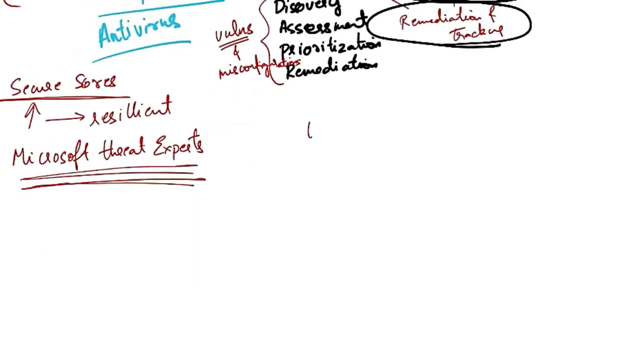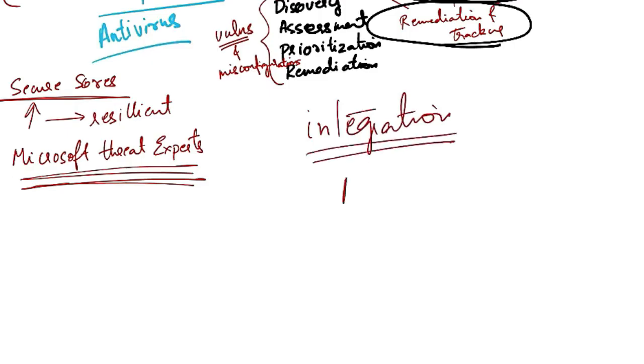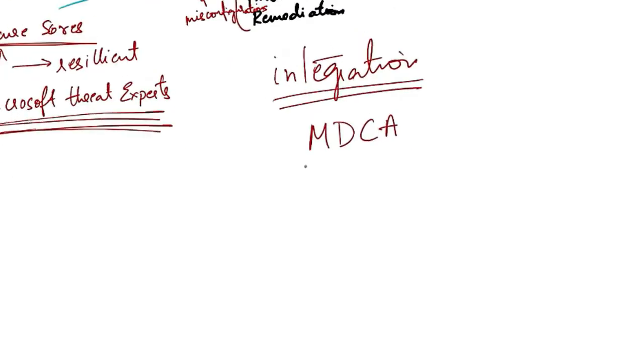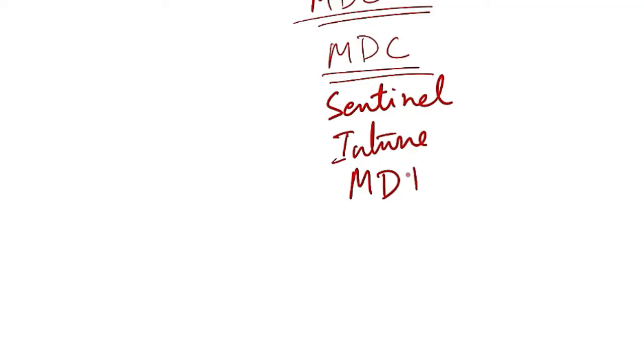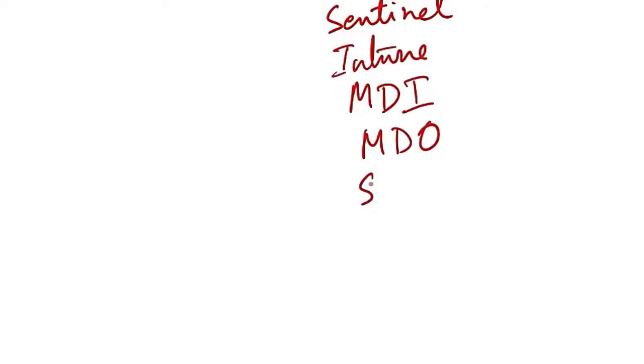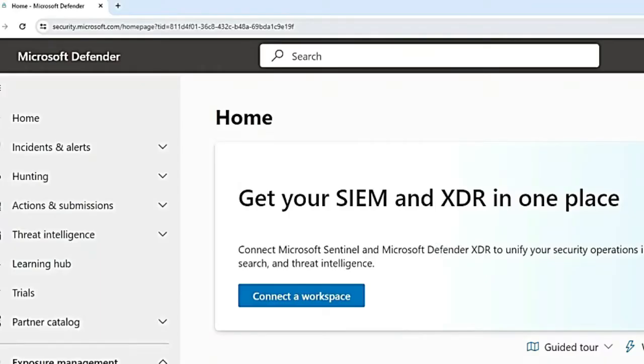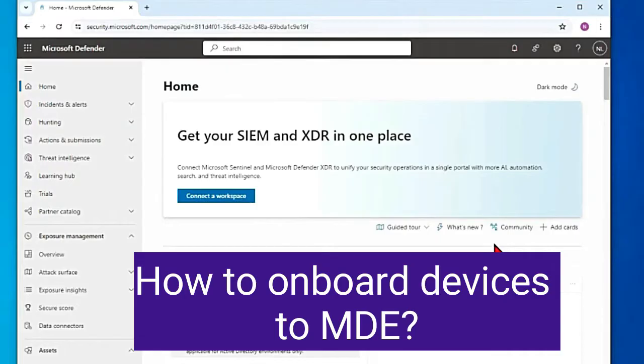Along with this, it also provides integration with other Microsoft solutions, like, for example, MDCA, that is Microsoft Defender for Cloud Apps, and then MDC, that is Microsoft Defender for Cloud, and then Microsoft Sentinel, Intune, Microsoft Defender for Identity, MDI, Microsoft Defender for Office, MDO, and Skype for Business. And all of these features you can see on the Defender portal, security.microsoft.com.